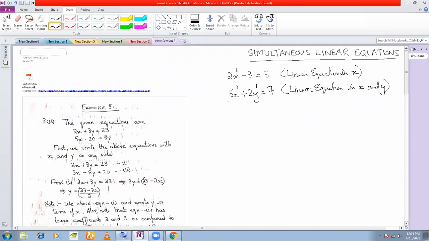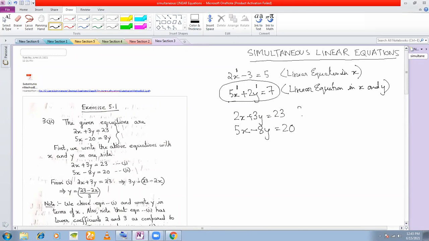But you will not be able to solve this equation. Why will you not be able to solve this equation? Because there are two unknowns, x and y. So in such a case, when you have two unknowns, two equations must be given to you. For example, suppose 2x plus 3y is equal to 23, and 5x minus 8y is equal to 20.